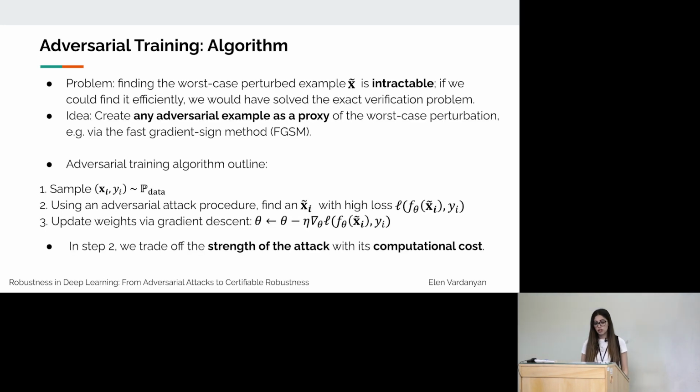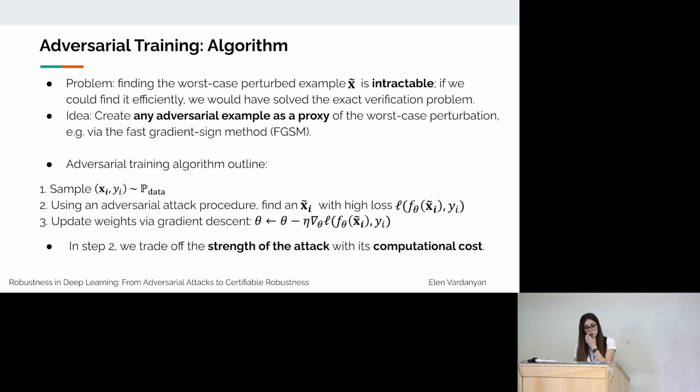In summary, the adversarial training algorithm would look like this. We would firstly sample a pair of points from our data distribution. Then, using this adversarial attack procedure, we will find an adversarial example, not necessarily the worst one, just one where we get a wrong classification. And then we'll update the weights of our network. We'll do training as usual with, say, stochastic gradient descent, but instead of X, we'll use this X tilde, which is our perturbed data point.